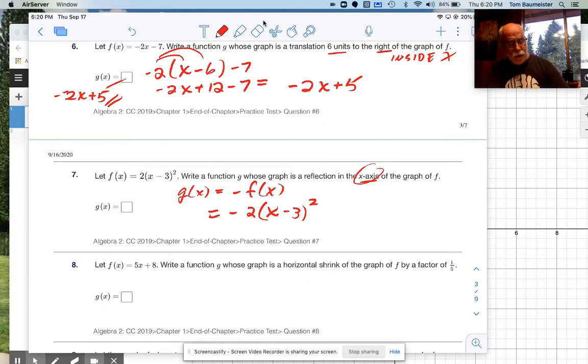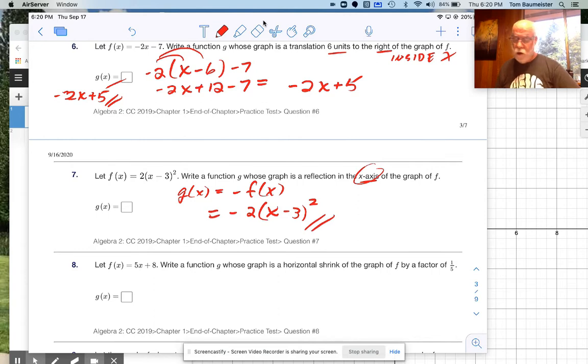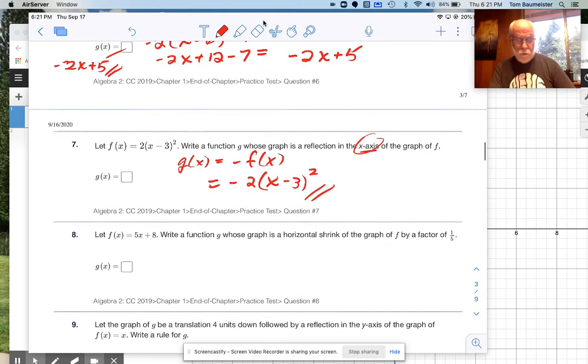At this point, ladies and gentlemen, that is your answer. We're not going to simplify it any farther. We might do that later on, but for right now, we're okay there. All right.